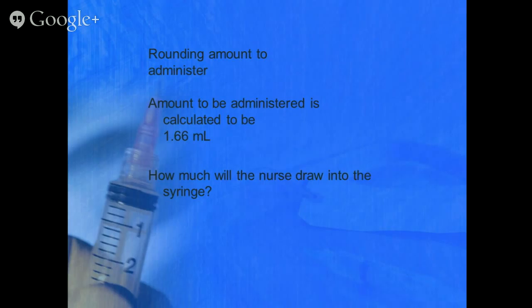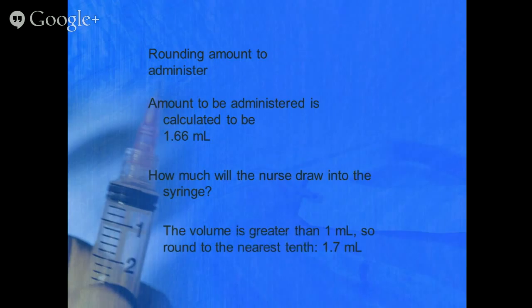So calculate the amount to be administered. If we have 1.66 mLs, what are we rounding that to? 1.7. The volume is greater than 1 milliliter, so we round to the nearest tenth. So 6 is in the tenth spot, and to the right of that is another 6, so we round it up. So we are going to give 1.7 mLs of the medication. Which syringe would we use? A 3 ml syringe.